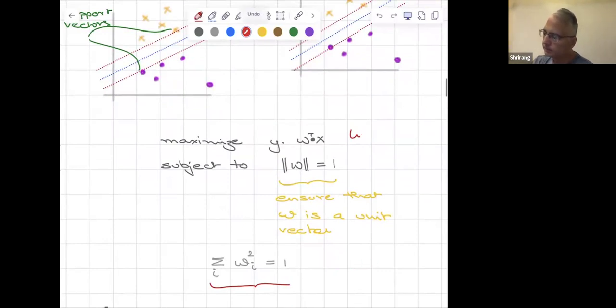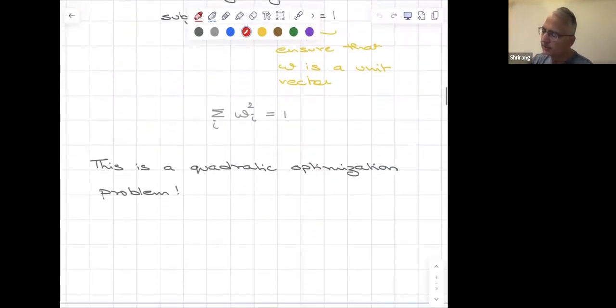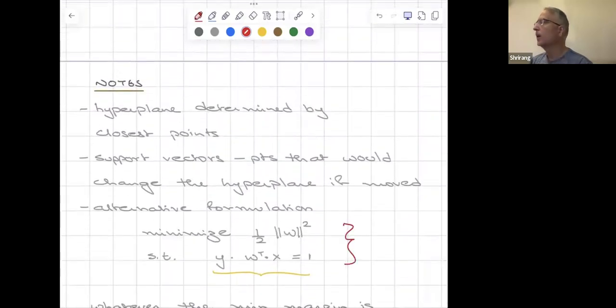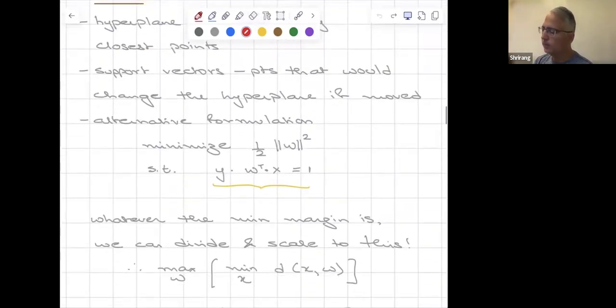Okay. I can also turn this around and write it like this. I want to minimize the length of the vector subject to y w transpose x equal to 1. And it turns out this is actually easier to solve than the other form. Not only that, that leads to another optimization, which we're going to talk about tomorrow.